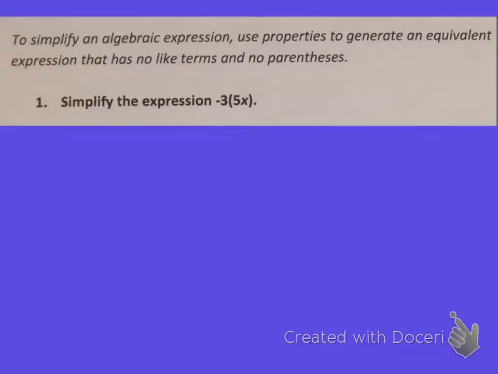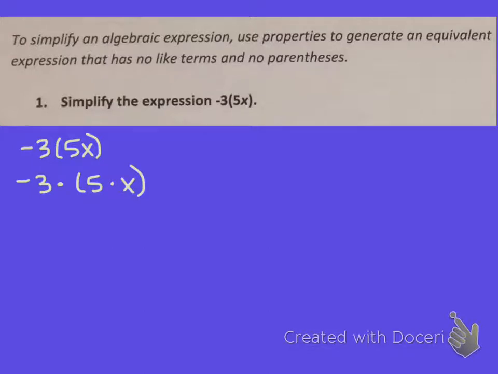For example, when we simplify the expression negative 3 times 5x, that parentheses indicates multiplication. So that's negative 3 times 5x. And that 5x also means 5 times x. So we can rewrite this expression like this: negative 3 times 5 times x.